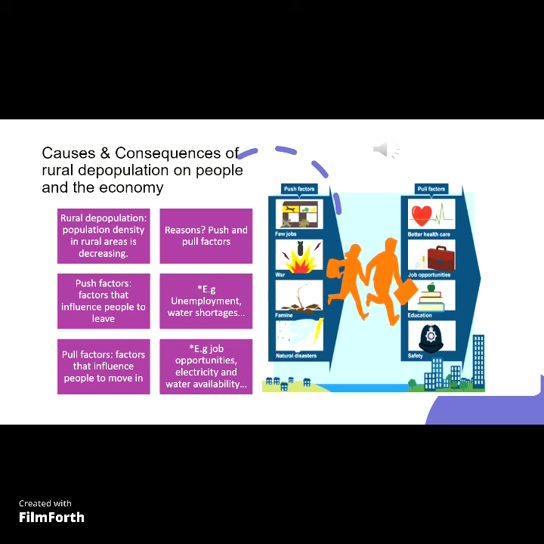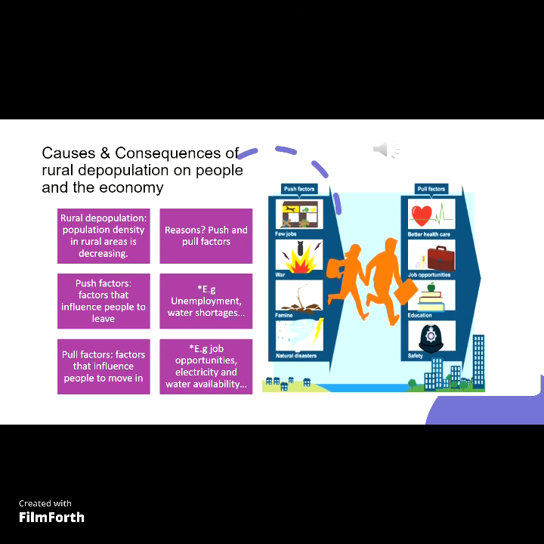Let's say, for instance, I live in Limpopo where we collect water at the river, and now I want to improve and I go to Johannesburg where there is running water from the tap. Here are the examples of push factors. We have unemployment, natural disasters, poor or no health services, lack of electricity and water, food shortages that lead to poverty, and farm killings.